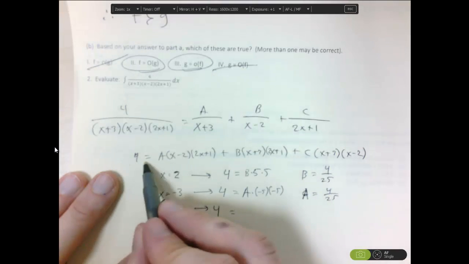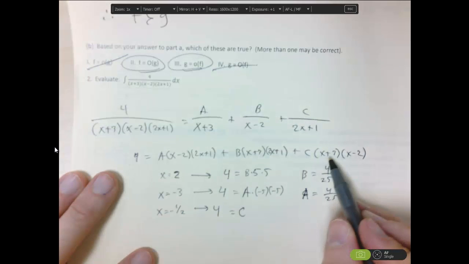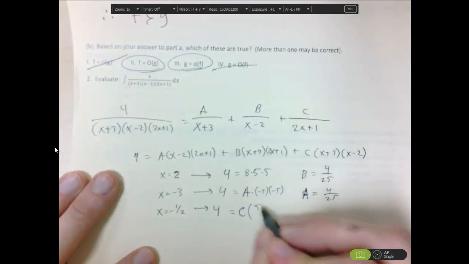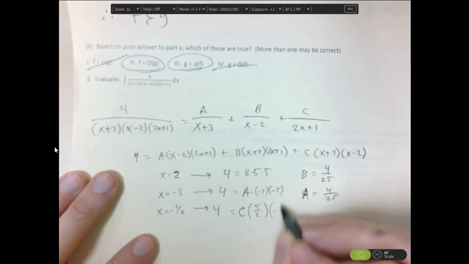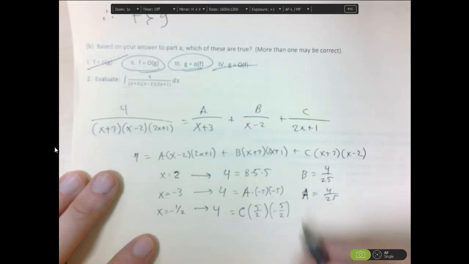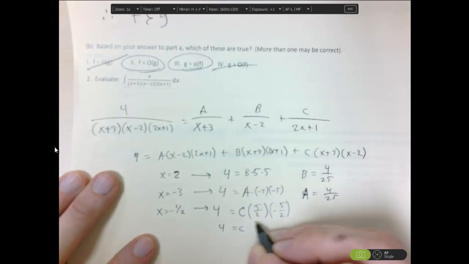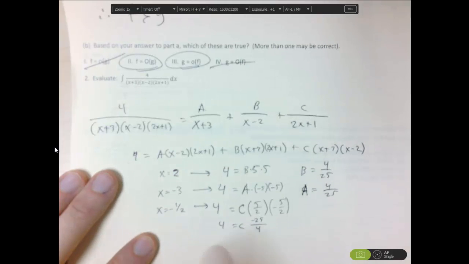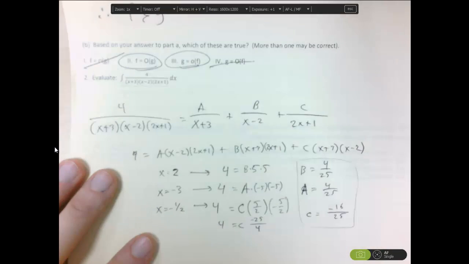So I get 4 is the same as c times, let's see, this is 2.5, which is the same thing as 5/2. And this is -2.5, which is the same thing as -5/2. So that's the same thing as -25/4. So let's multiply by 4 and divide by -25. And that gives me that c is -16/25. All right, so I've got my a, b, and c values.